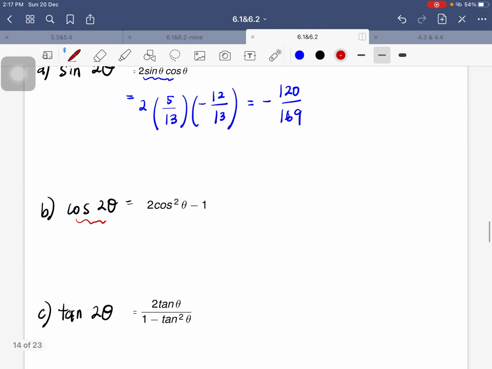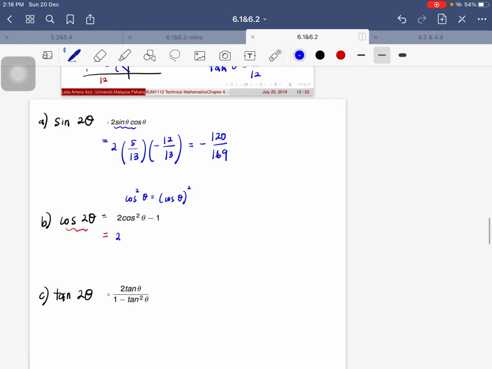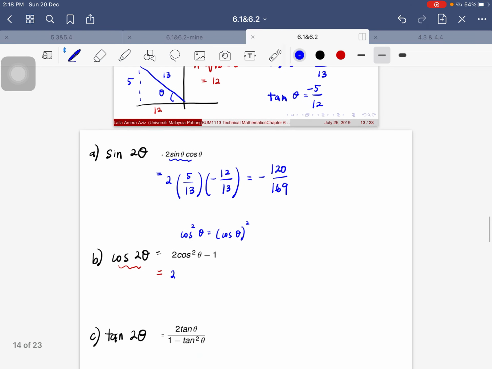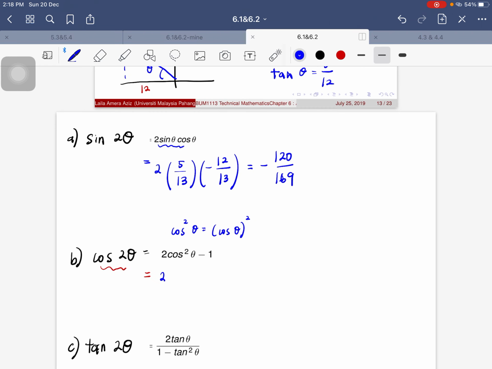If you choose the first one, you have to replace both cos and sine, and I don't want to do that. I'm only going to replace one value. So I decide to use this formula right here. I'm going to have 2 cos squared theta minus 1. I would like to remind you that cos squared theta is cos theta being squared. According to what we have calculated, cos theta is negative 12 over 13. So I'm going to have 2 multiplied by negative 12 over 13 raised to the power of 2, minus 1.